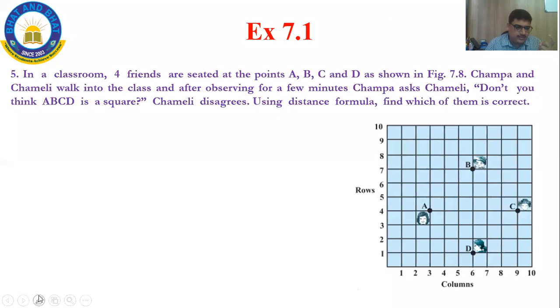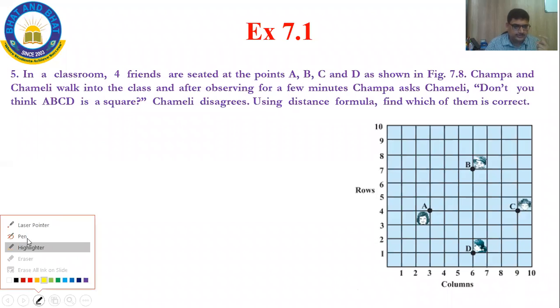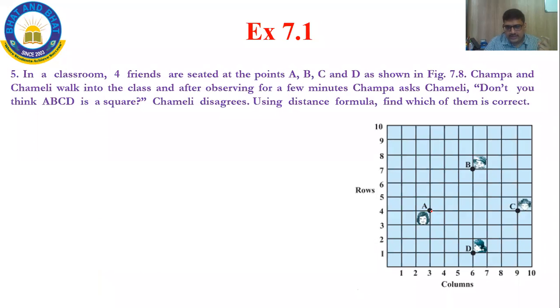It is very, very simple to find out AC because I can just count 1, 2, 3, 4, 5, 6. So it is 6 units. As well as it is very easy to find out DB. 1, 2, 3, 4, 5, 6. Very simple.